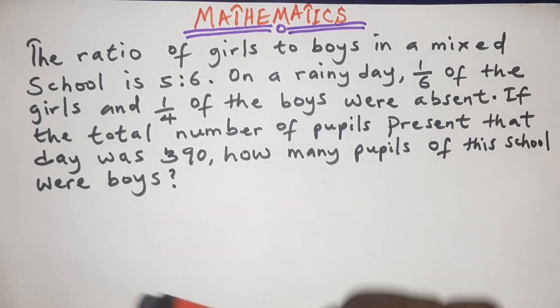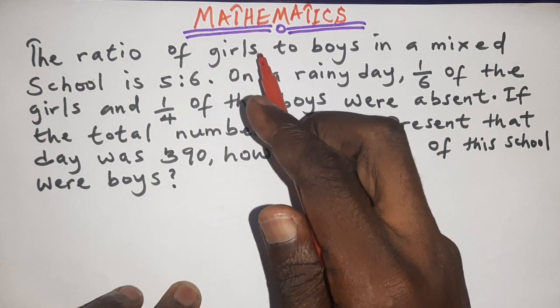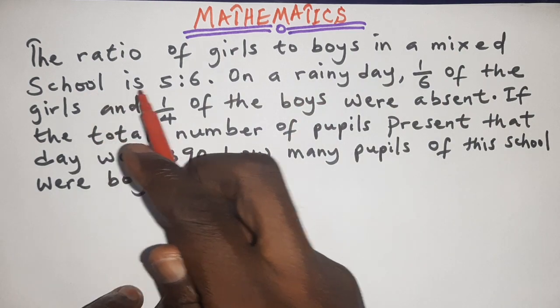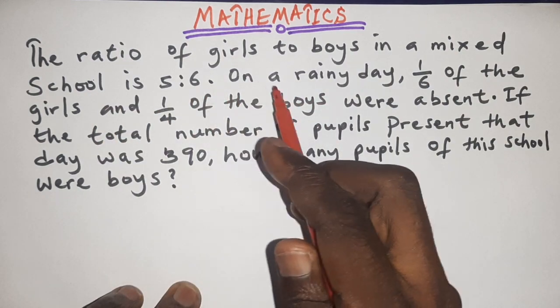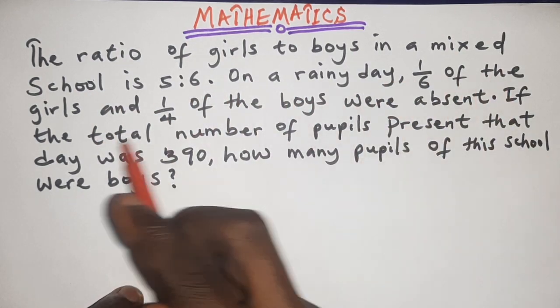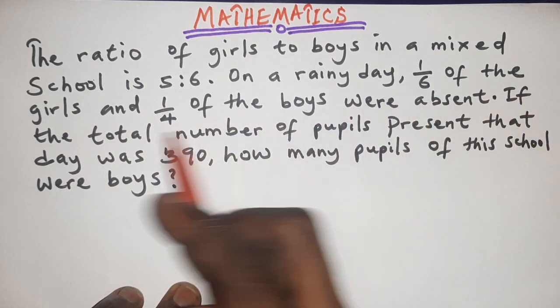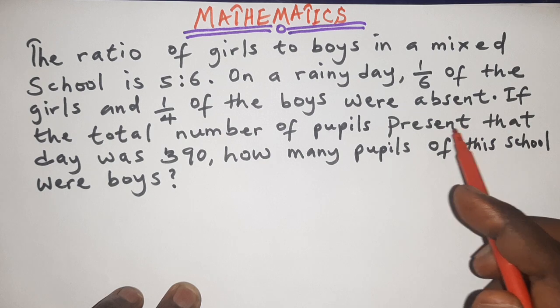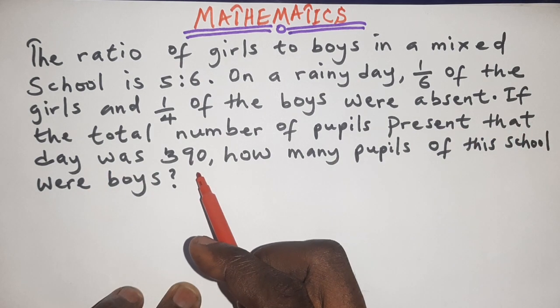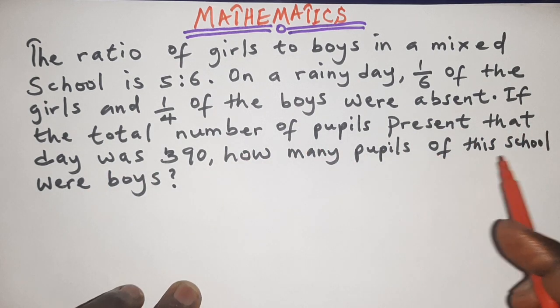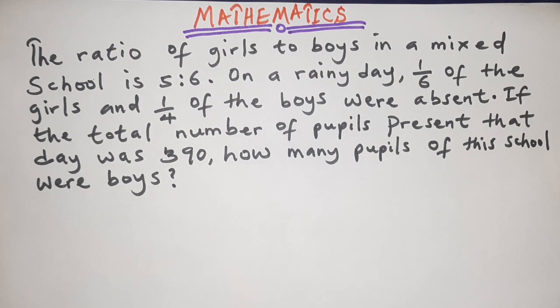Okay, so let's look at this question under ratio. We have the ratio of girls to boys in a mixed school is 5 to 6. On a rainy day, 1 over 6 of the girls and 1 over 4 of the boys were absent. If the total number of pupils present that day was 390, how many pupils of this school were boys?